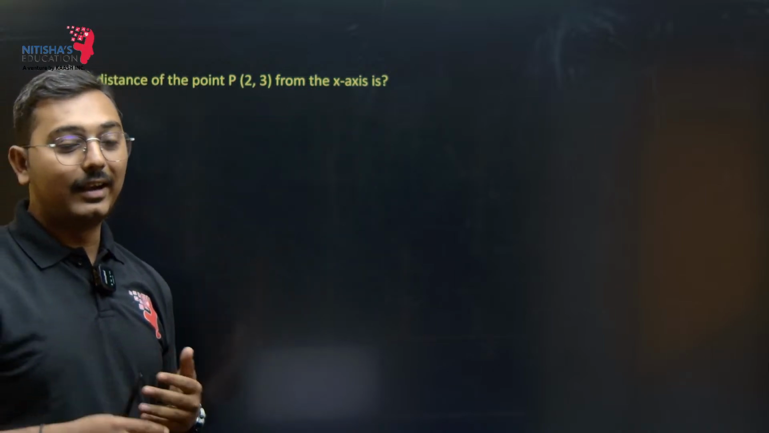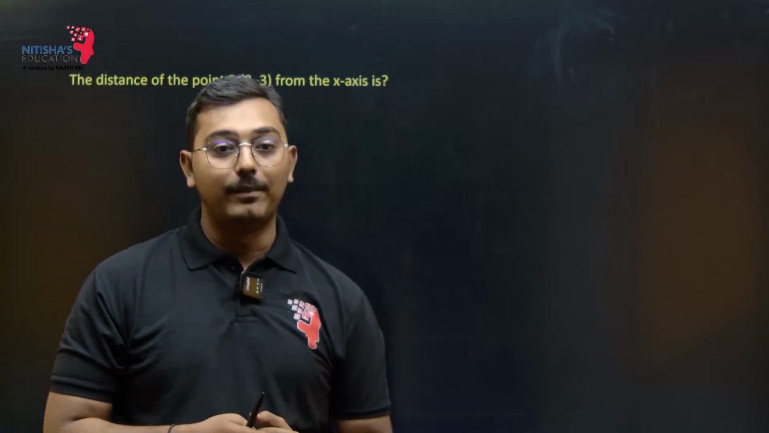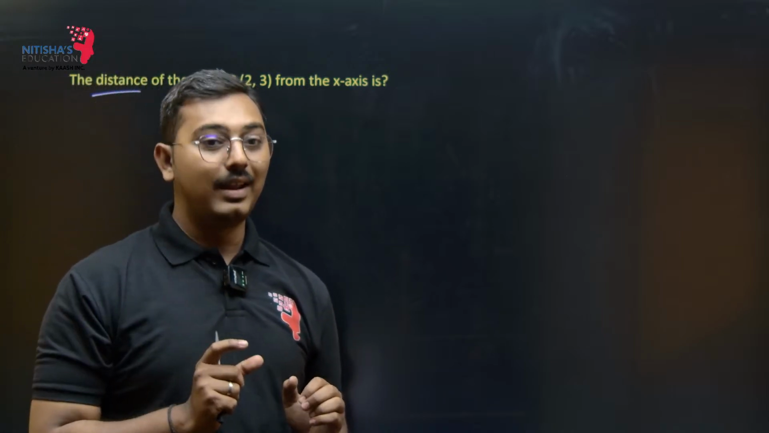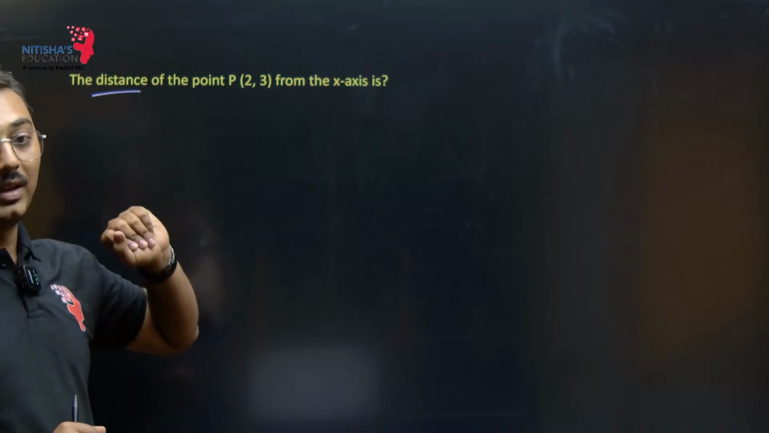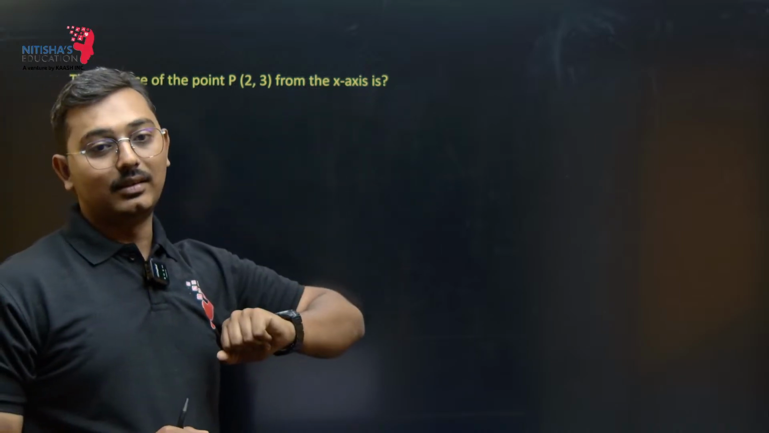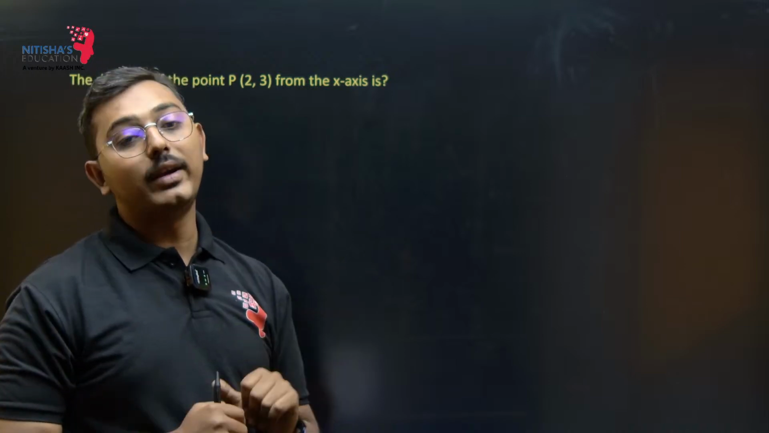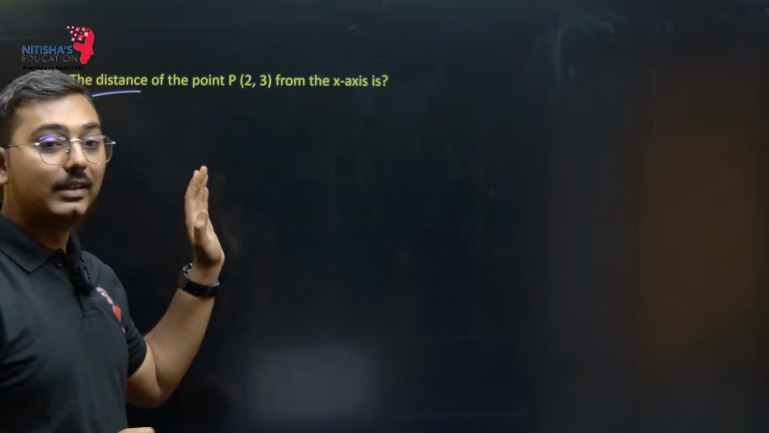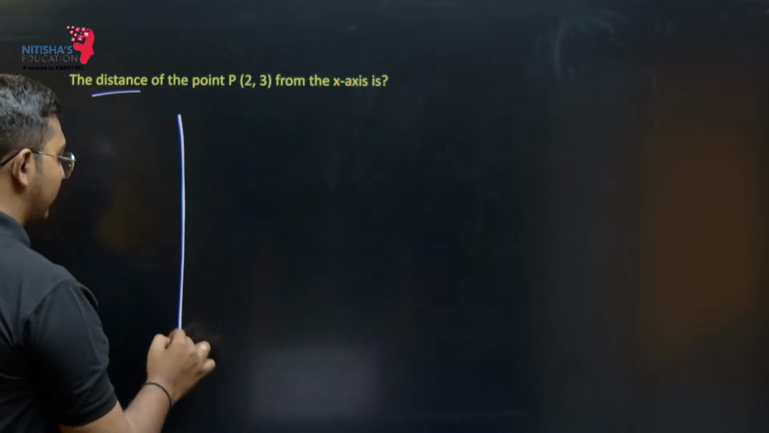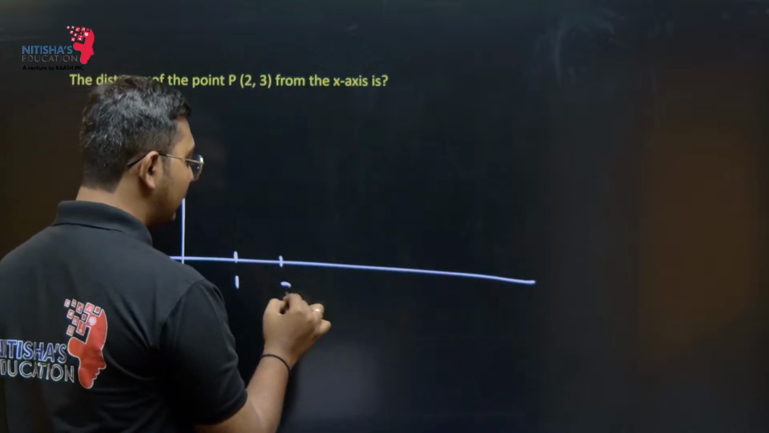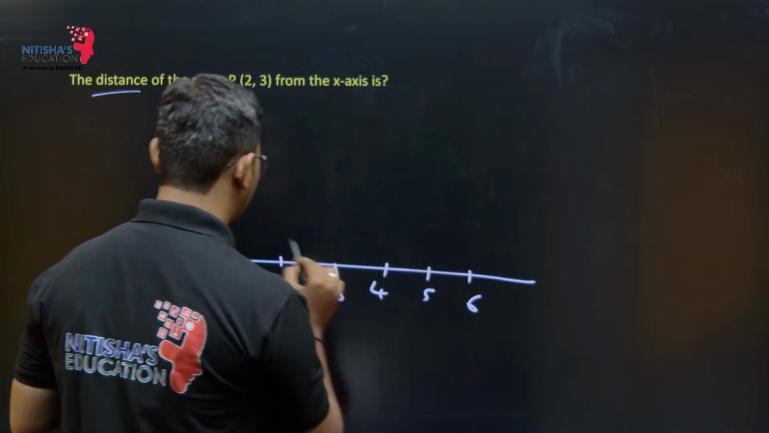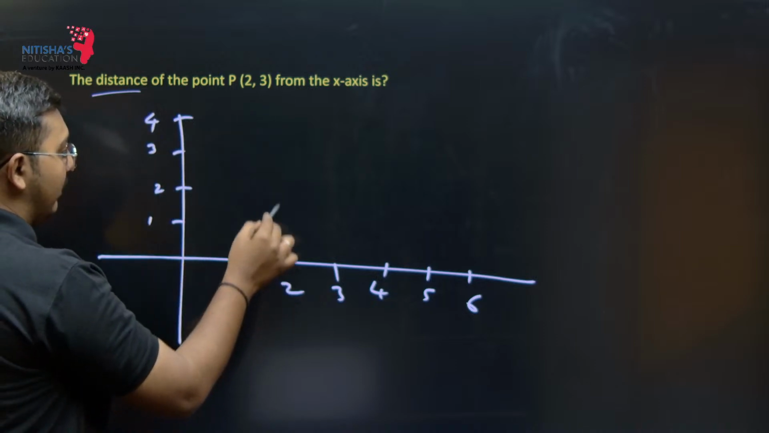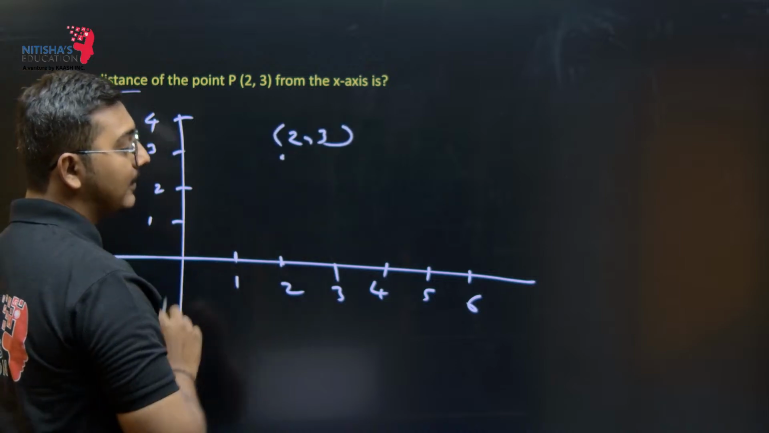You might randomly try to use the distance formula because it is asking for distance. But take a pause and think what it is exactly asking. Distance from the x-axis. Another coordinate is not provided to us, so how will we find the distance? You have to just think of it as a graph. Make a graph. 1, 2, 3, 4, 5, 6. 1, 2, 3, 4. And 2, 3. This is my point, 2, 3.